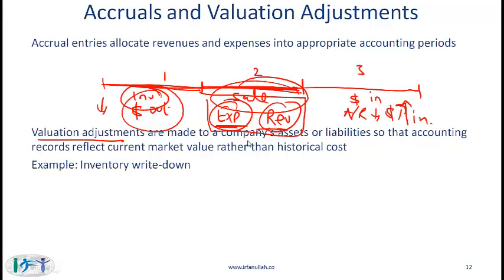Valuation adjustments are made to a company's assets or liabilities so that accounting records reflect current market value rather than historical cost. This will be covered in detail later, but just a very simple example. Let's say that in period 1 we bought inventory worth 100, and then for some reason the market value of this inventory came down substantially. According to financial accounting rules, companies are required to then write down the inventory. So let's say the market value is down to 60. This writing down from 100 to 60 is called a valuation adjustment.